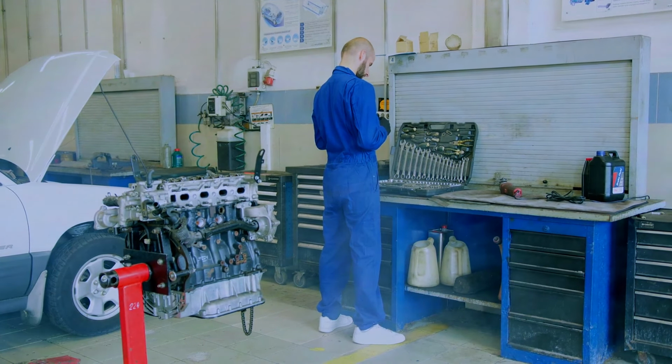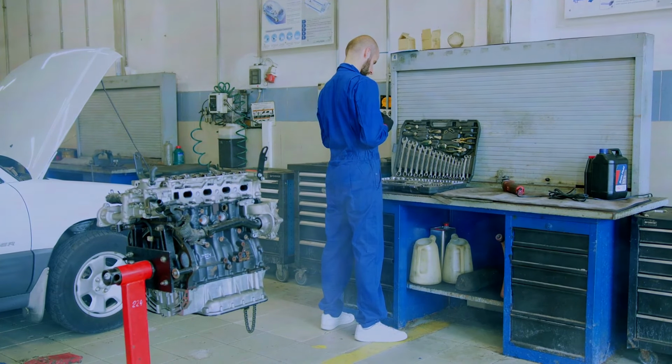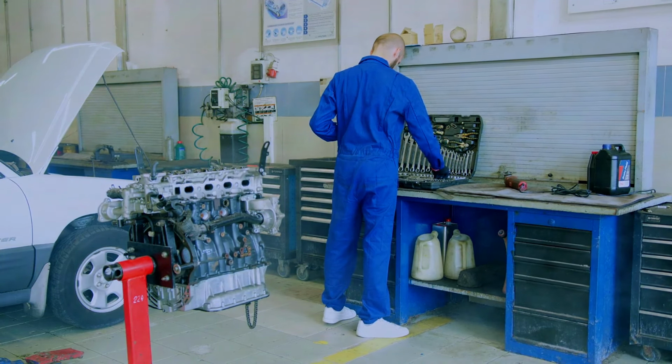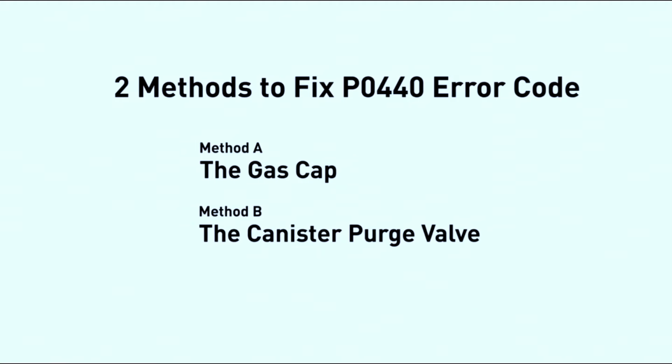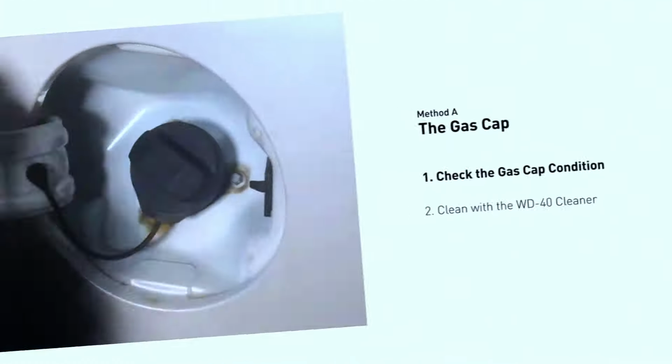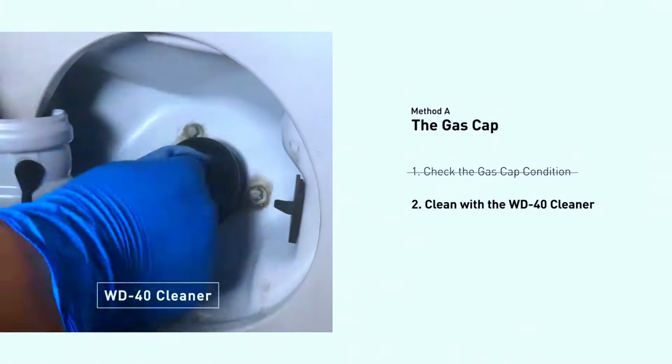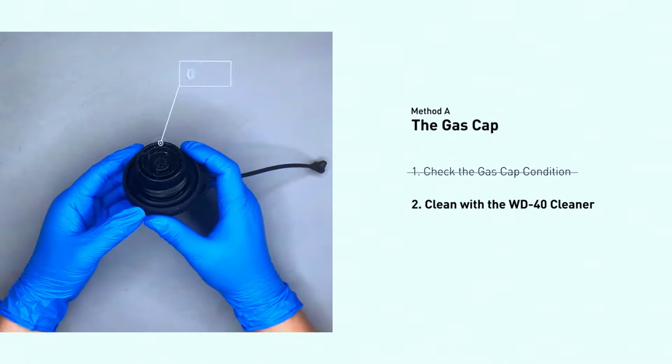Safety first. Always work on your car in a well-ventilated area and with the engine off. Now, let's get started. Step 1: Check the gas cap. This is the easiest fix. Tighten it all the way and see if the code goes away after a few drives. If not, move on to step 2.